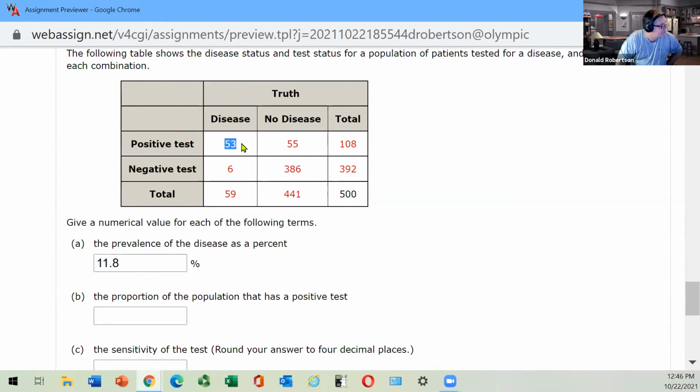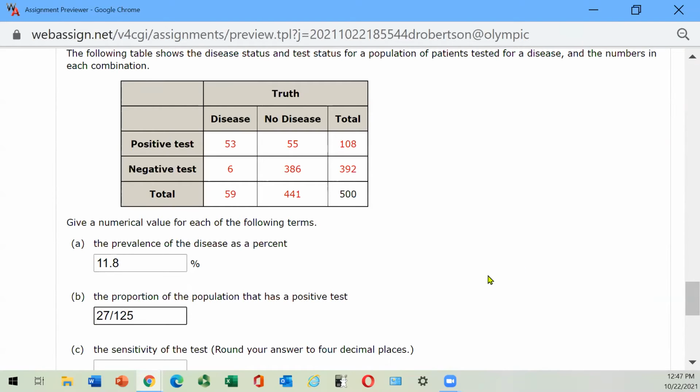So back to the question then, the proportion of the population that has a positive test. Well, the people who have a positive test were 108. So this was going to be 108 divided by 500. And allegedly, that's going to come out as a nice fraction. Although you can't see me hitting it, I'm doing it on the calculator, and it's 27/125. We comfortable with that, guys?